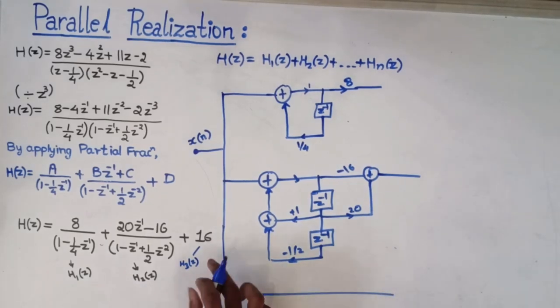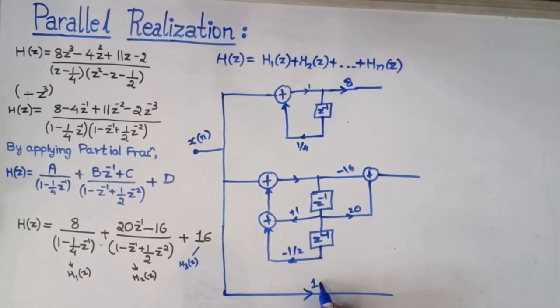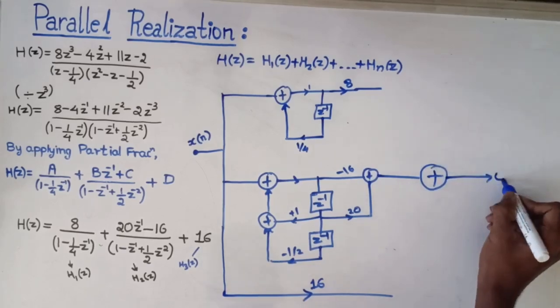In H3(z) we have only one term, 16, and this together forms the output y[n].